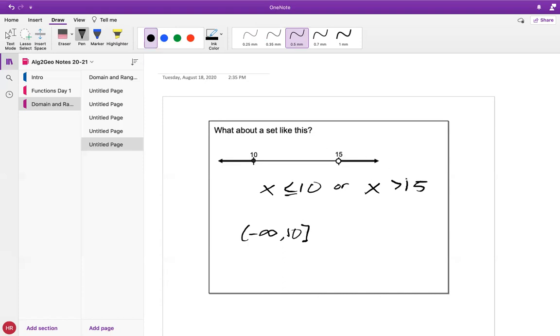The second piece, which was x is greater than 15, the left-hand side is 15. The right-hand side is, oh, there is no right-hand side. That means it's infinity, it goes on forever. Infinities always get parentheses. And this one, because it's an open circle and there was a greater than, but no equals, gets parentheses, and I put this fancy U in between them. And that's how you write that set in interval notation.